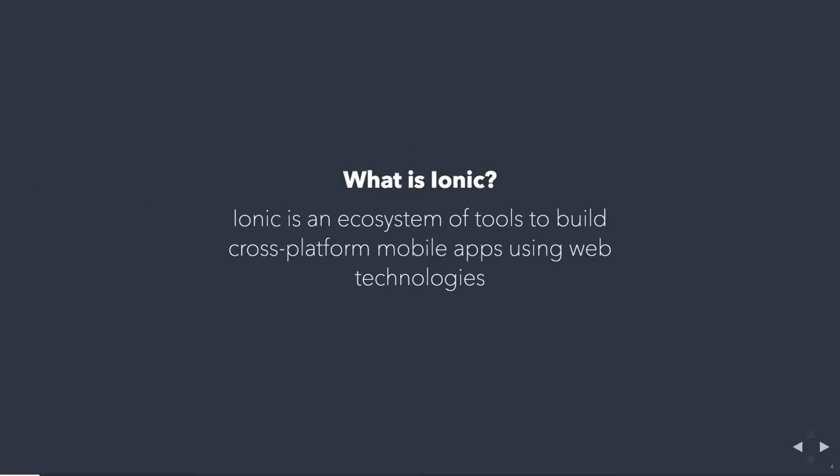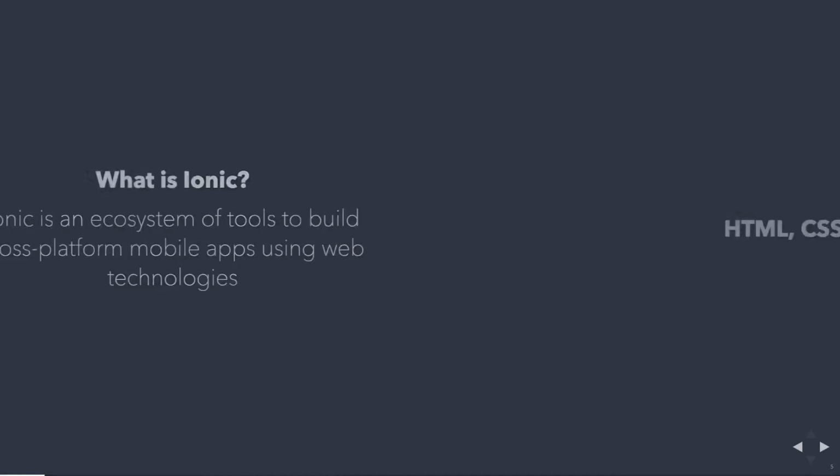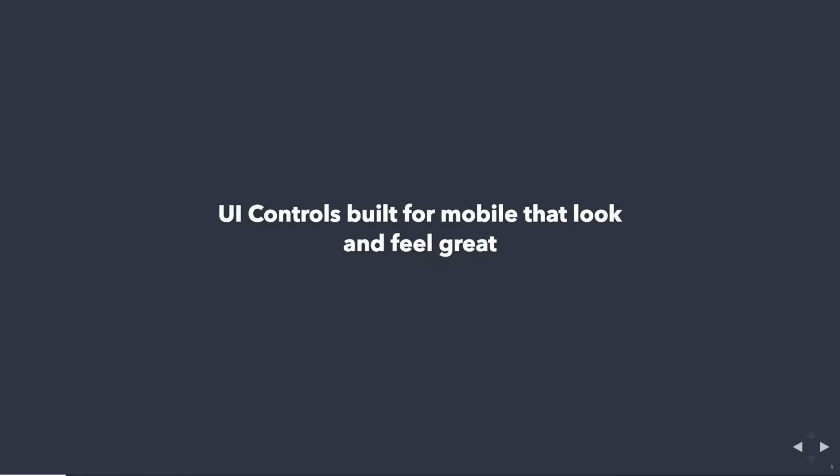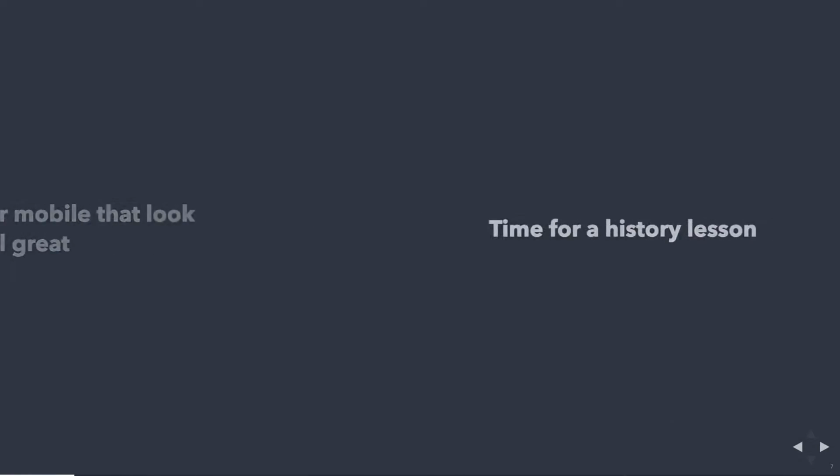So what is Ionic? Ionic is an ecosystem of tools to build cross-platform mobile apps. Most importantly, you use web technologies when you use Ionic. So you'll be using HTML, CSS, and JavaScript. The core guts, or vision, if you will, of Ionic is that Ionic is a set of UI controls that are built specifically for mobile. So everything is very, very touch-friendly. They look and feel great, too.